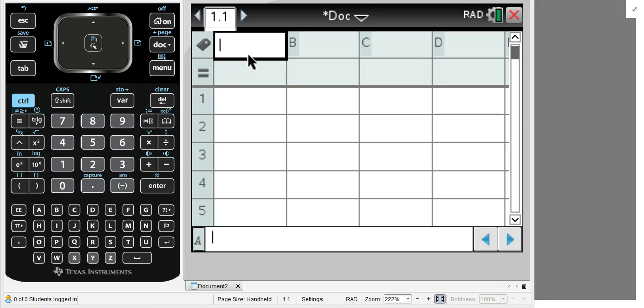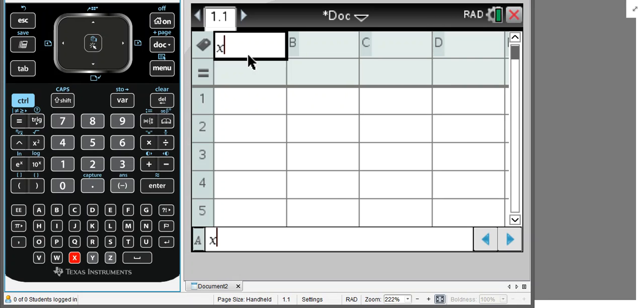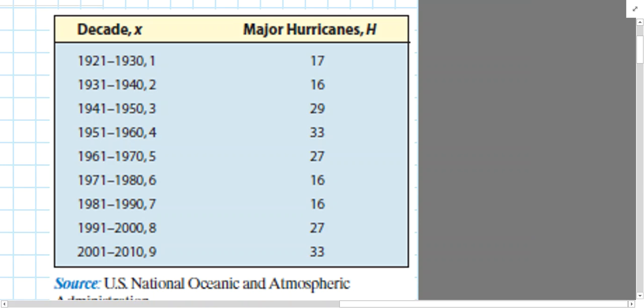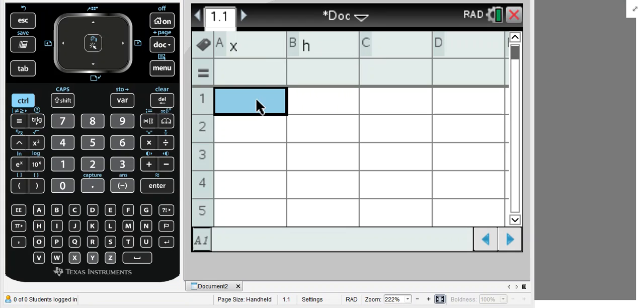Now, before I enter any data into this spreadsheet, I like to label my axes, if you will, or my lists. So I'm going to give the letter X here for the x-axis, the decades. I'll press the tab key, and I'll call this one H for hurricanes. This mimics the description that we were given on this set of data. Now, when I move my cursor down below, notice I skipped this line where there's an equals. This is reserved for functions that would create data points.